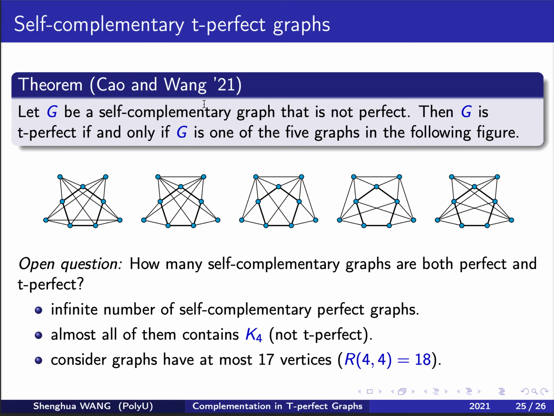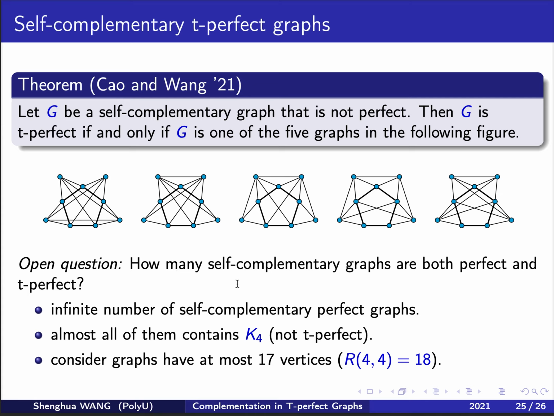And the next result is related to self-complementary T-perfect graphs. At the beginning, I will show you that I categorize the self-complementary T-perfect graphs that are not perfect, and they are all of these 5 graphs. And now the open question is: how many self-complementary graphs are both perfect and T-perfect?